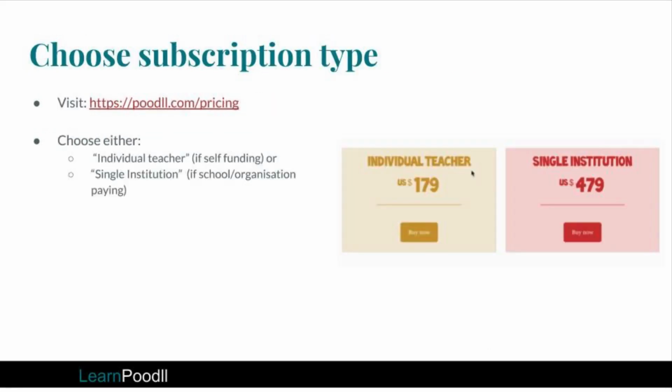After you have logged in, you should go to the pricing page on poodle.com, and from there you'll be able to choose from the two paid subscription types. There are the individual teacher type and the single institution type. In most cases you'll be choosing a single institution type. In the case where you have to pay for the subscription by yourself without the backing of a school or an organisation, then you'll choose the individual teacher type.